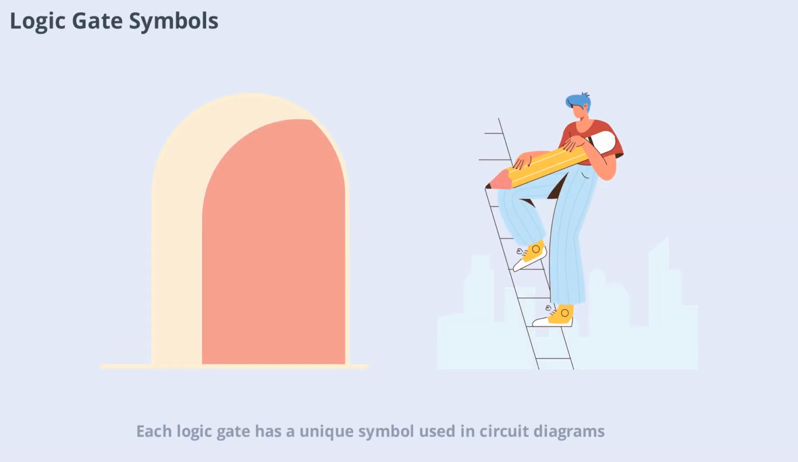Each logic gate has a unique symbol used in circuit diagrams. These symbols help engineers quickly identify the type of gate and understand how a circuit works. For example, the AND gate is represented by a flathead shape, while the OR gate has a curved input side. Learning these symbols is important for reading and designing digital circuits. As you become familiar with them, you'll find it easier to interpret complex circuit diagrams.